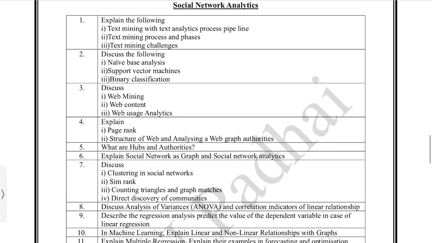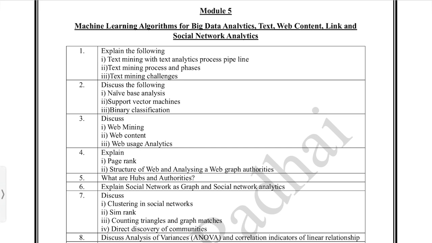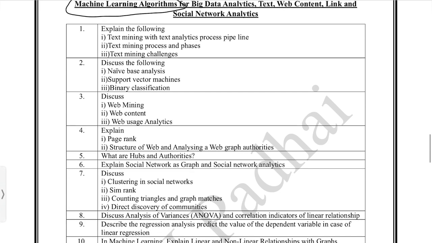Next we have module 5. Module 5 mainly deals with all the machine learning algorithms. The first question was asking about text mining across the pipeline, text mining phases and challenges. The entire text processing only appeared in one of the papers.